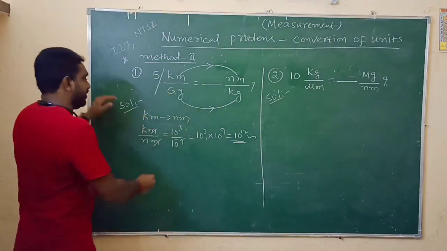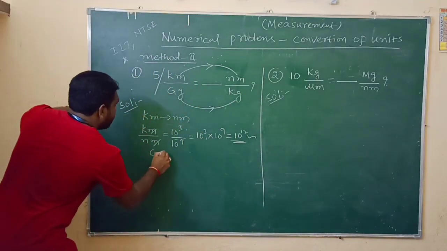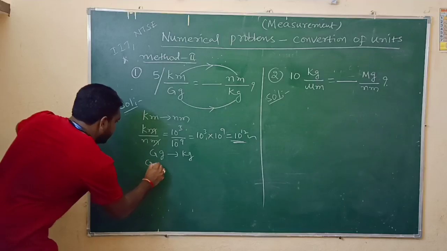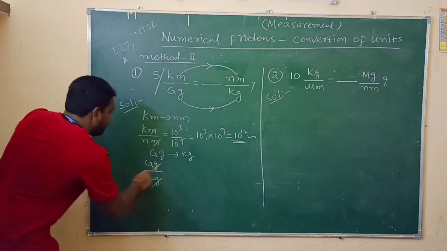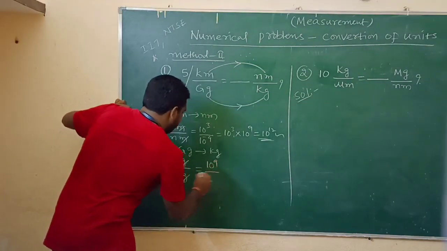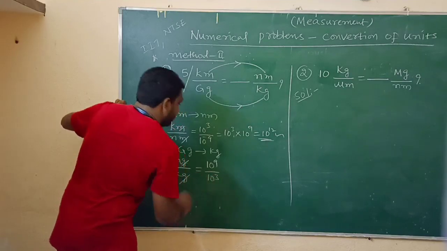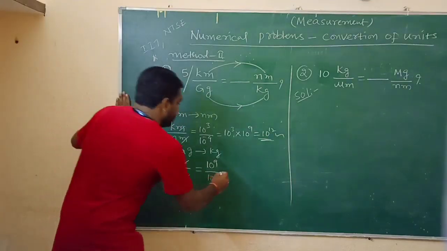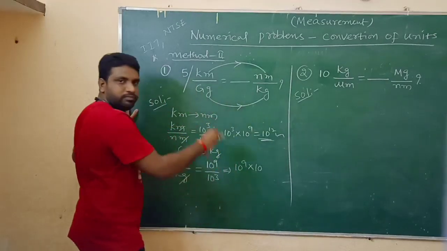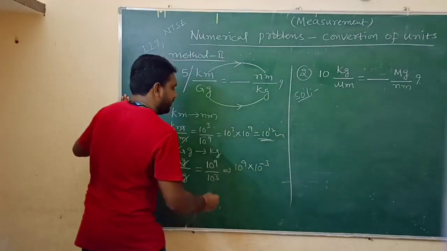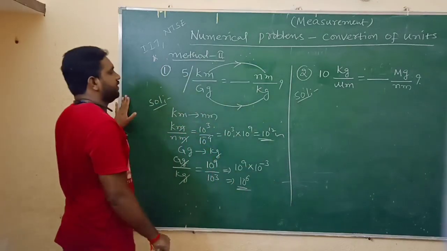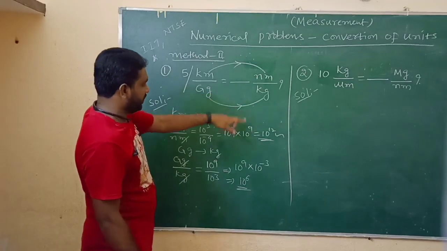Next we need to consider the denominator. What is it? Gigagram. We need to convert gigagram to kilogram. Again the same method. Gigagram by kilogram. Gram and gram cancel. Giga means how much? Giga means 10 to the power of 9. Kilo means 10 to the power of 3. 10 to the power of 9 by 10 to the power of 3. After multiplication, we can write 10 to the power of 9 into 10 to the power of minus 3. It is going upside. We need to add 9 minus 3. How much? 10 to the power of 6. We got it. So 1 gigagram equals how many kilograms? 10 to the power of 6.